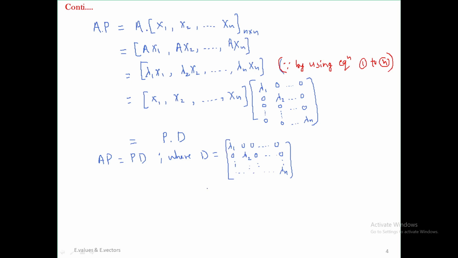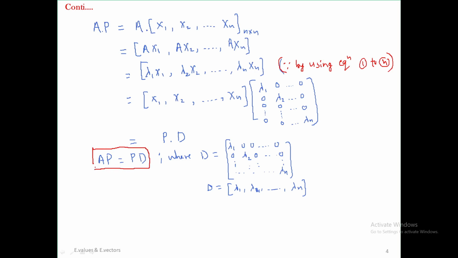This matrix D can also be written like this. Since it is a diagonal matrix, you can write the entries like this: lambda 1, lambda 2, up to lambda n. So this is a representation of a diagonal matrix. It means lambda 1 will be the first entry in the diagonal, lambda 2 will be the second entry in the diagonal, up to lambda n as the nth entry in the diagonal. You can represent a diagonal matrix like this also. Fine. So now I got this result, A into P is equal to P into D.